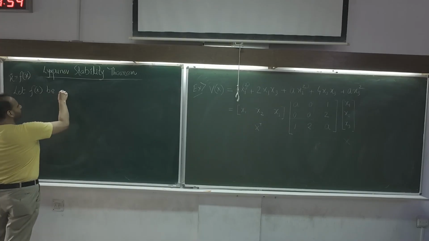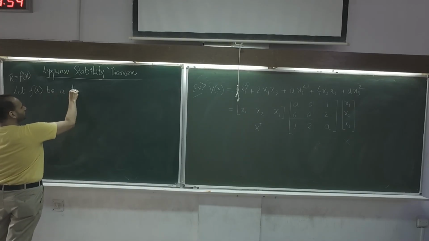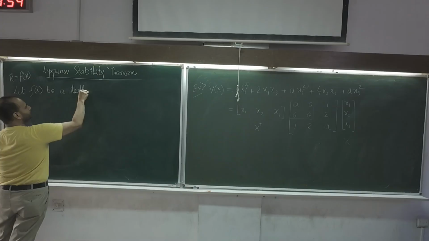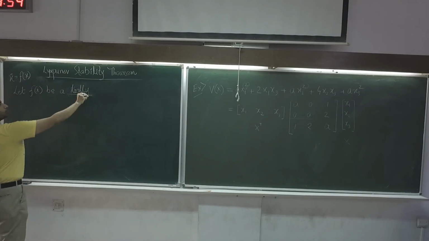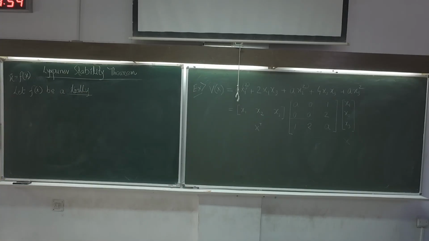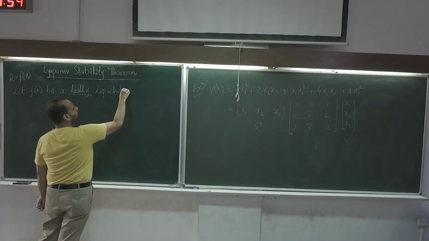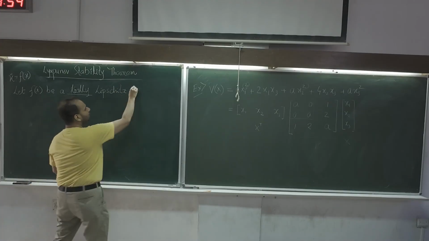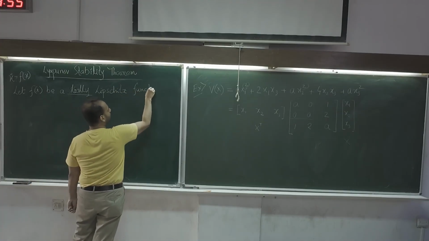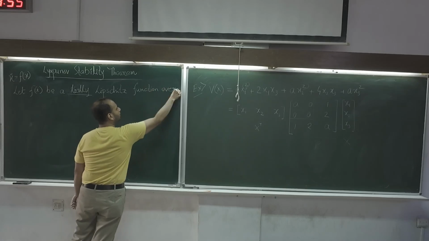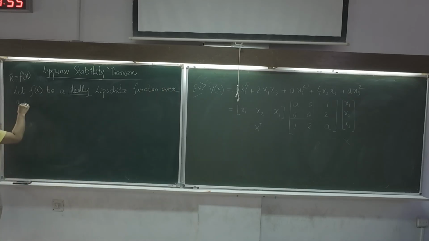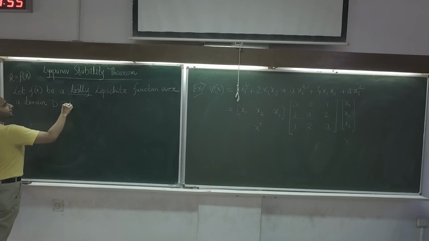Let f of x be a local, right? You should not write global. That's why I am putting an underline under locally, because it is very important. Let f of x be a locally Lipschitz function over a domain D, which is a subset of R n.